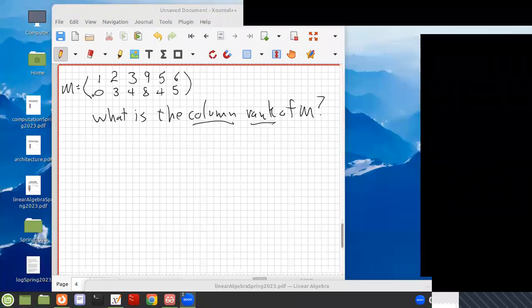Okay, so here's a new problem. Here's a matrix M given here. It's a 2 by 6 matrix: 1, 2, 3, 4 and so on. And the problem is, what is the column rank of M?